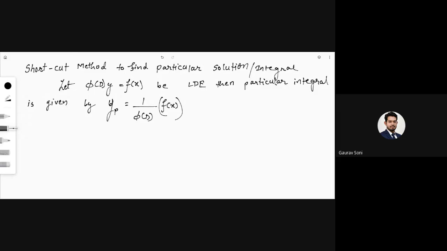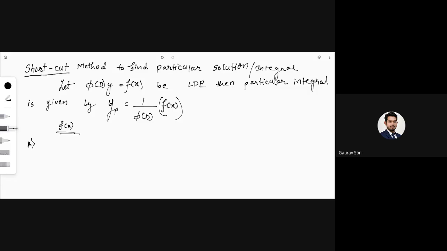Okay, so we just have to study how this phi of D acts on this f of x. The word itself says it is a shortcut method, so of course we will have to use shortcuts here. And the shortcut is, I will define the type. By type I mean what is our f of x. So we will have particular types of f of x on the right hand side, and accordingly there will be a change. Depending on this f of x, we will have to write down the solution.